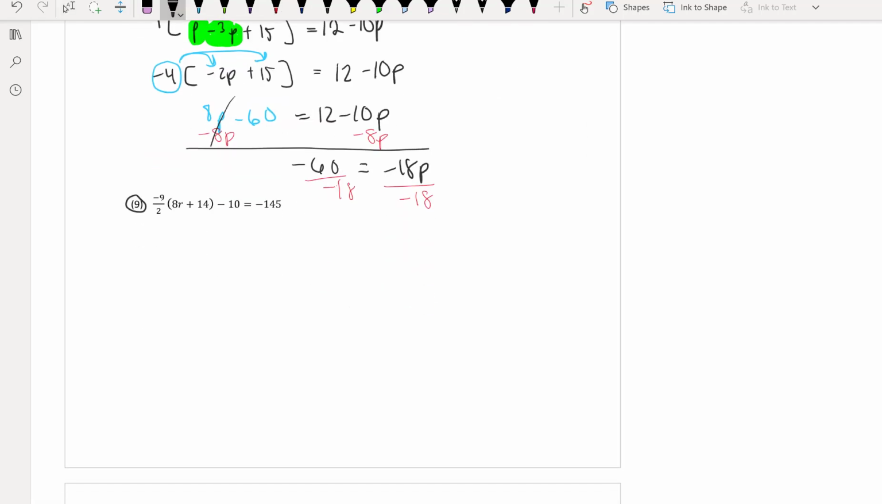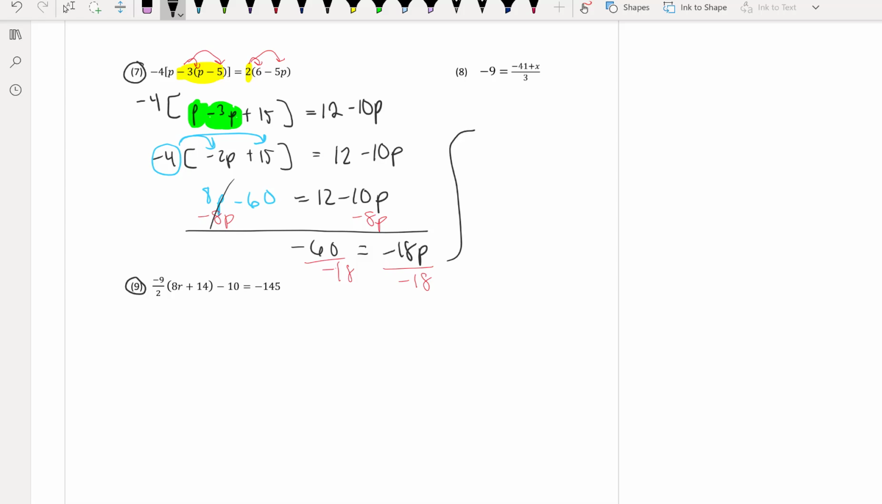And if you want, you can think about it as this is saying, and let me just go over here so I can have more room. Negative divided by negative is going to be positive, so I have a 60 over 18 is equal to a positive p-value. From here, I notice that I can divide each side by 6 to simplify. So 60 divided by 6, that gives me 10, and 18 divided by 6, that gives me 3. So I have p is equal to 10/3. So that is going to be my final simplified answer that I have.